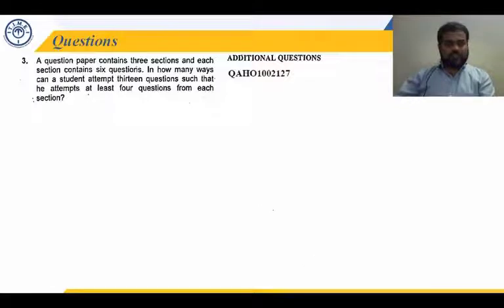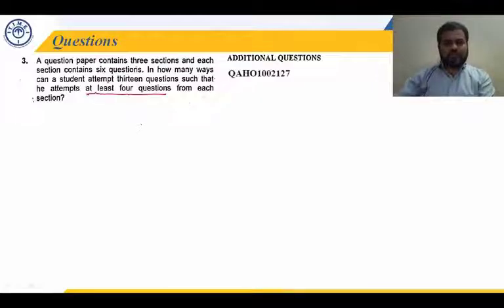So let's look at this question from your sheet. This is additional question from QAHO 2127, question number 3. This question says there is a question paper which contains 3 sections and each section contains 6 questions. So in how many ways can a student attempt 13 questions such that he attempts at least 4 questions from each section? Okay. So he has to attempt 13 questions in all, and there are 3 sections containing 6 questions each, and there is a condition that he has to attempt at least 4 questions from each section.